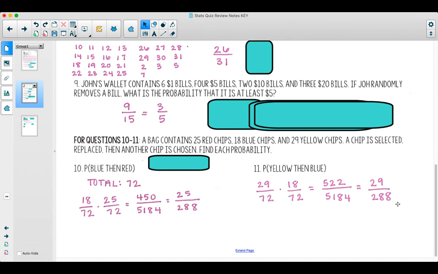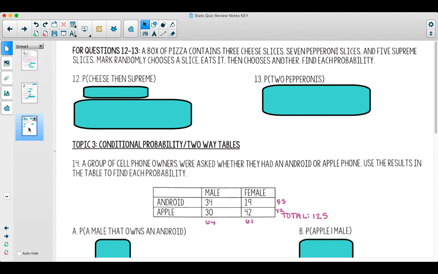Okay, let's move on to our last page, which is going to look at 12 and 13. They are going to be dependent, because here we have a box of pizza. Pizza contains 3 cheese slices, 7 pepperoni slices, and 5 supreme slices. Mark randomly chooses a slice, eats it, and then chooses another. Find each probability. So we know this is dependent because we're not replacing the pizza. He ate it. So let's look at 12 together.